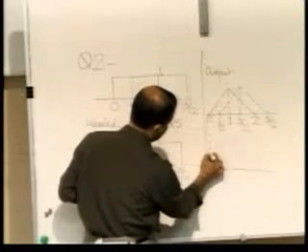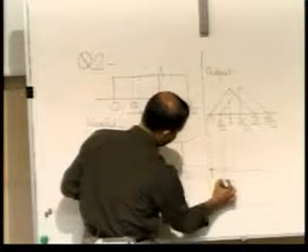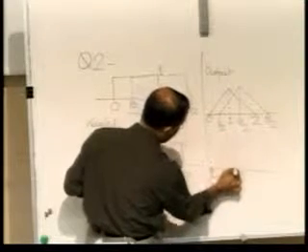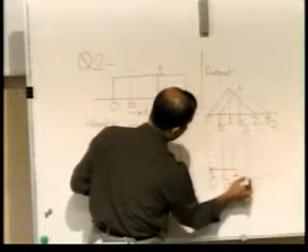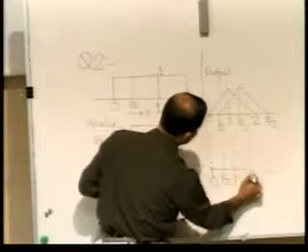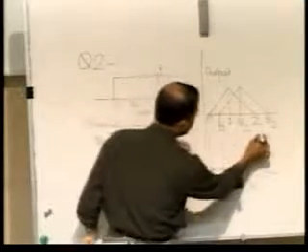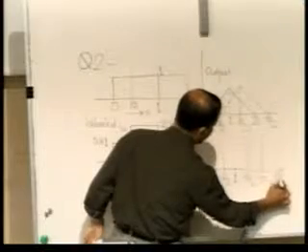Look at it. I can take the segment from 0 to half first, then the segment from half to 1, then the segment from 1 to 3 by 2, then the segment from 3 by 2 to 2, and finally the segment from 2 to 5 by 2.